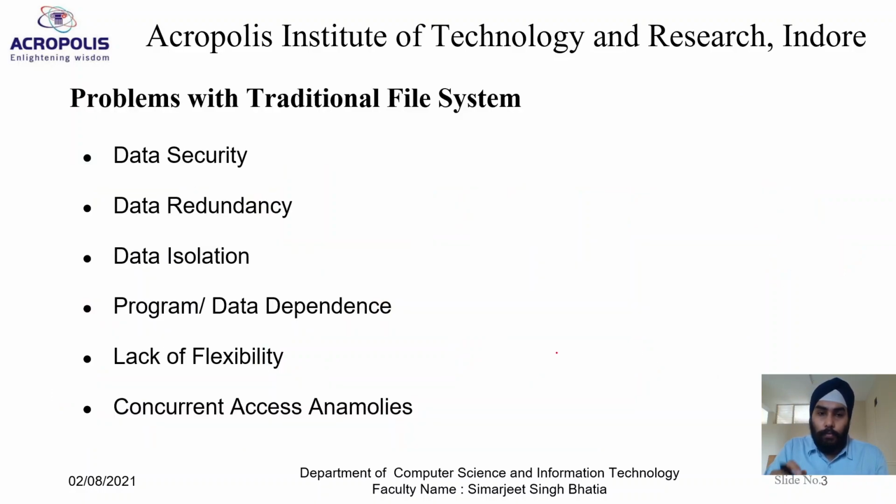Right? So now we will discuss the problems with the traditional file system. In the traditional file system, there are a total of 6 problems.